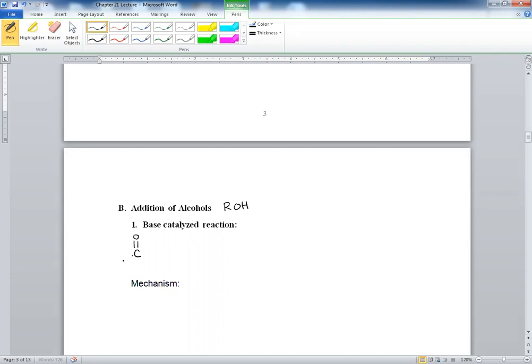So we have a carbonyl, type 1 carbonyl, whether it's an aldehyde or a ketone. We react this with methanol, the anionic form, because it's base catalyzed, and the outcome would be the following.